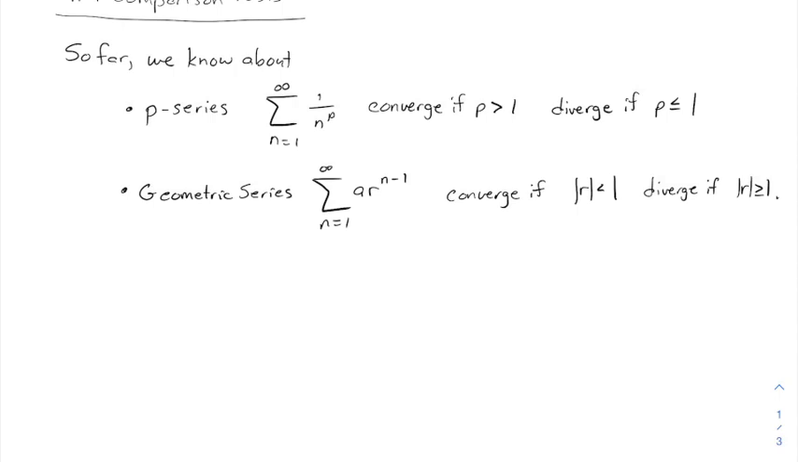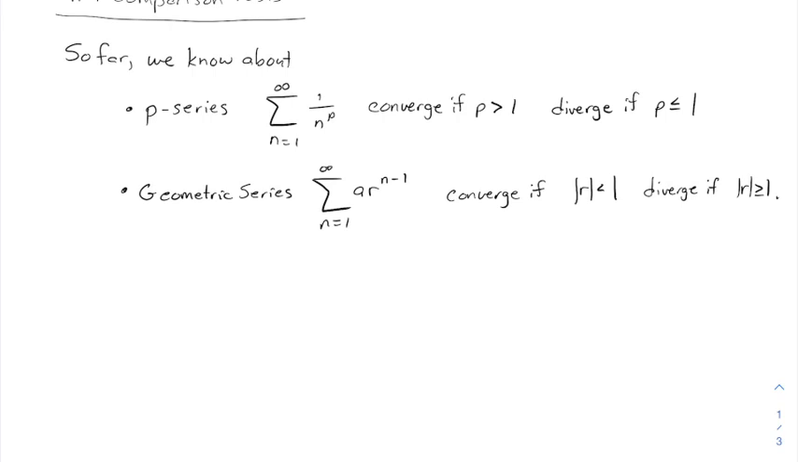All right, we're looking at section 11.4, which is the comparison tests. So far, we know about p-series and geometric series. We know that p-series converge when p is greater than 1, and diverge when p is less than or equal to 1. We also know that geometric series converge when the ratio r, when its absolute value is less than 1, and it diverges if the absolute value of r is greater than or equal to 1.